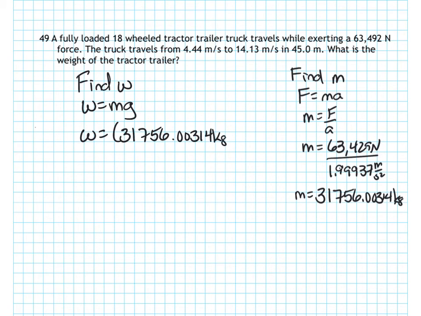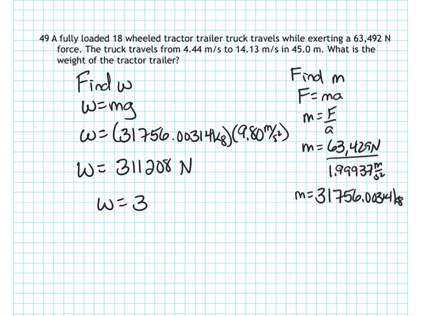31,756.00314 kilograms times the acceleration due to gravity on the Earth, which is always 9.80 meters per second squared. That's going to give me a weight of 311,208 and some decimals, but I don't care about the decimals because I'm going to express this with 3 sig figs. So the weight is equal to 311,000 newtons.